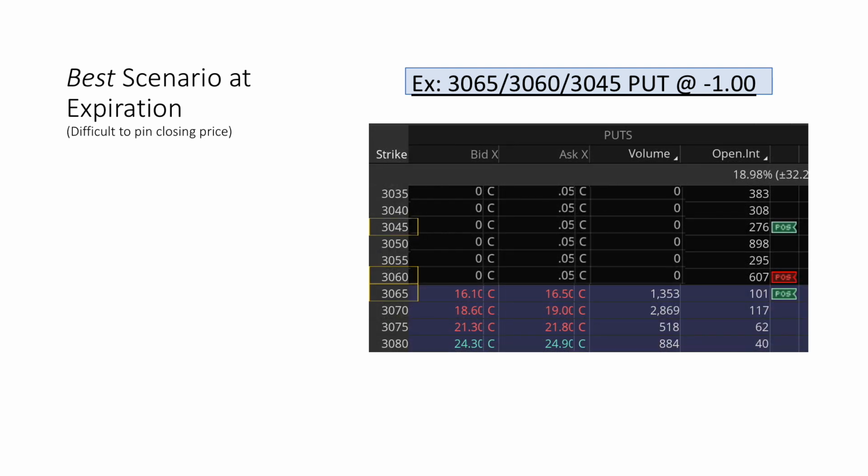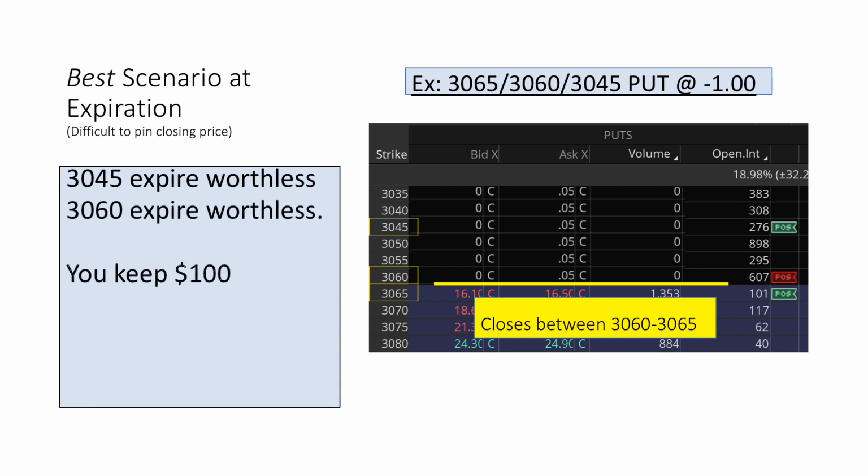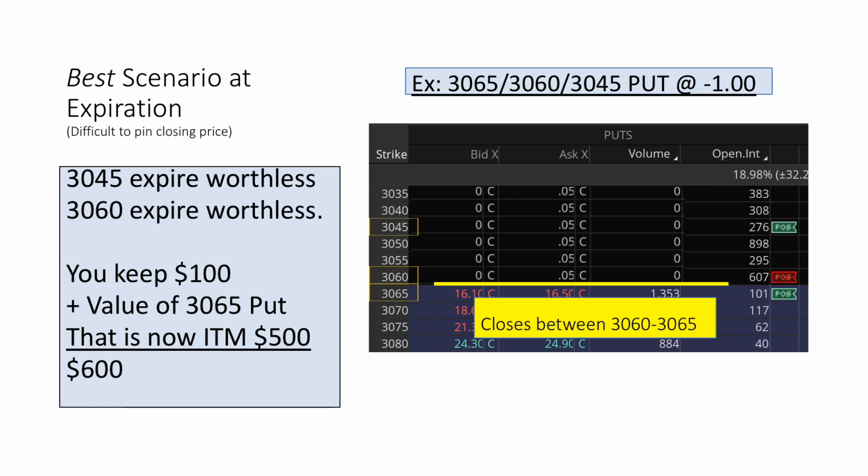Let's talk about the best scenario at expiration. So this would be your max profit. If you're looking at this order, a close between 60 and 65, the higher of your 2 strikes in a put broken wing butterfly, would be your max profit. So this is what it would look like on the option chain. A close right between 60 and 65. So in this example, your 30.45 and 30.60 would expire worthless. You would keep the $100 that you received at open and the value of the 30.65 put that is now in the money. So this is obviously difficult because you have to pin the closing price.